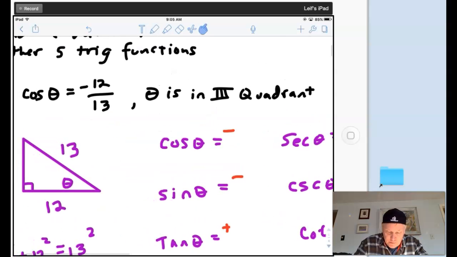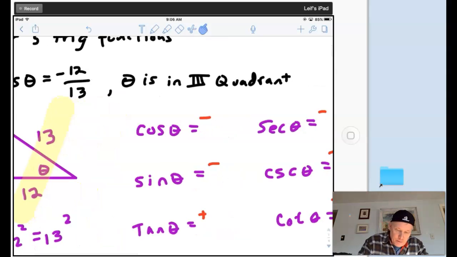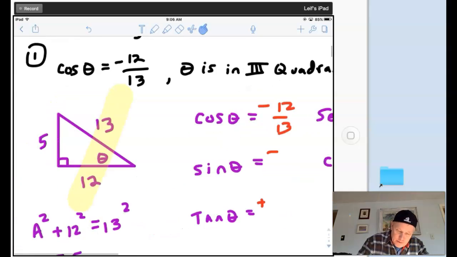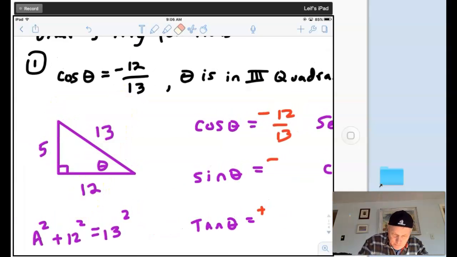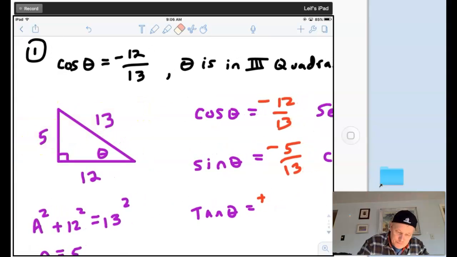So now I've got to find the numbers, the ratios. So cosine, remember I'm looking at theta here, is adjacent over hypotenuse. 12 is the adjacent, 13 is the hypotenuse. That gives me negative 12 over 13. Next is sine. Sine is opposite over hypotenuse. Opposite is the 5, and 13 is the hypotenuse. That gives me 5 over 13. Tangent is opposite over adjacent, which would be opposite is the 5, adjacent is the 12.